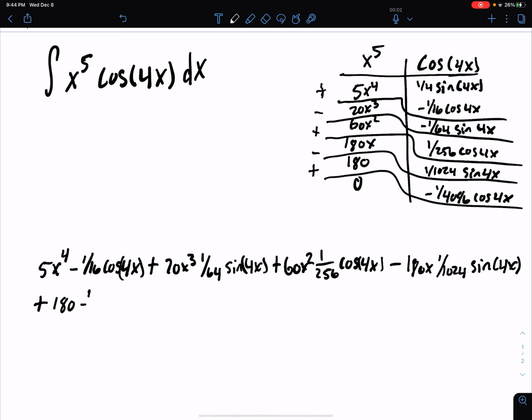minus 1/4096 cosine of 4x. And don't forget your plus c.